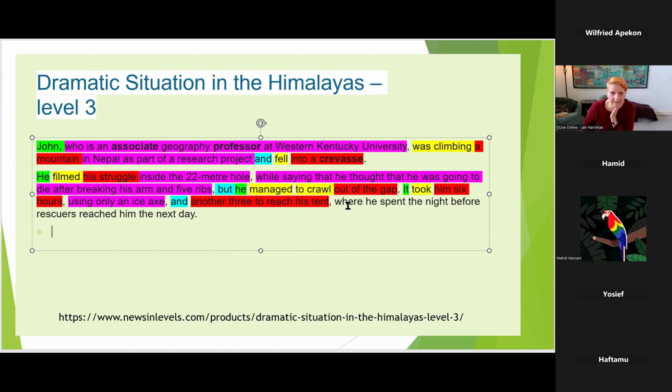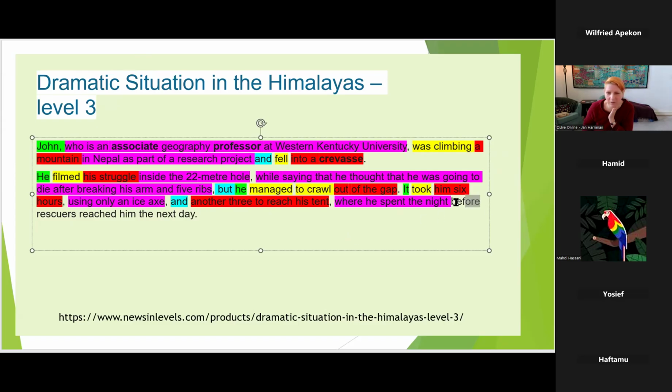Okay. And then what have we got at the last? What is this word? What is "where" describing? A location. What location? It took him 6 hours using only an ice axe and another 3 hours to reach his tent. The tent. Yes, "where" is describing the tent. Really good. You've got it.